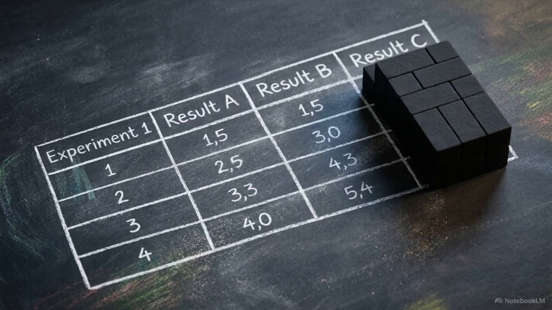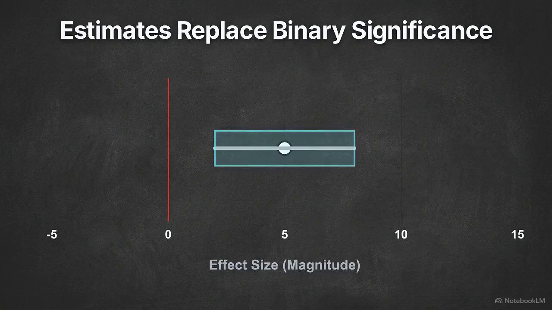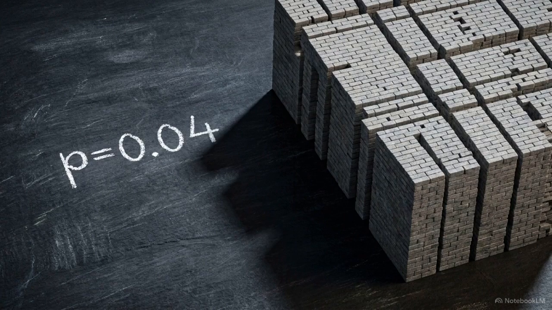A more durable solution requires abandoning binary labels entirely. Instead of declaring a result significant or not significant, researchers must shift to reporting continuous effect estimates alongside their uncertainty intervals. Pairing an estimated effect magnitude with a 95% confidence interval explicitly shows which effect sizes remain compatible with the data. It allows readers to evaluate precision directly, stripping away the false certainty of a solitary p-value.